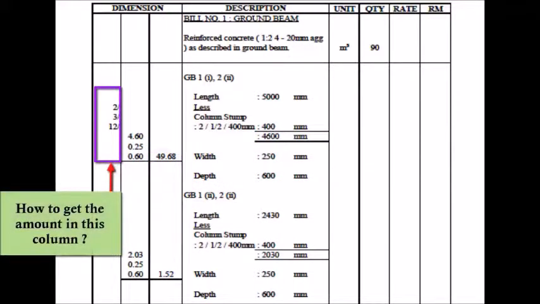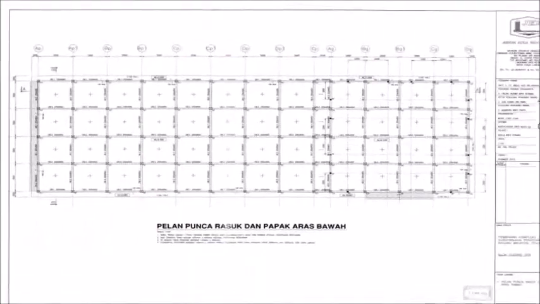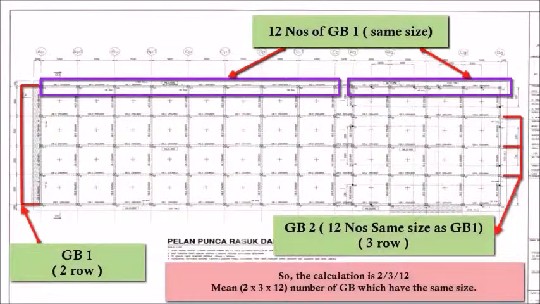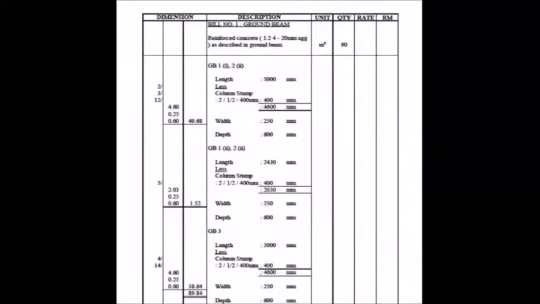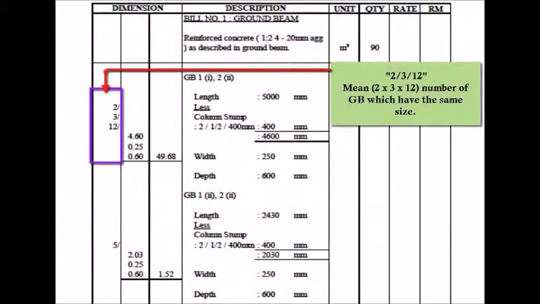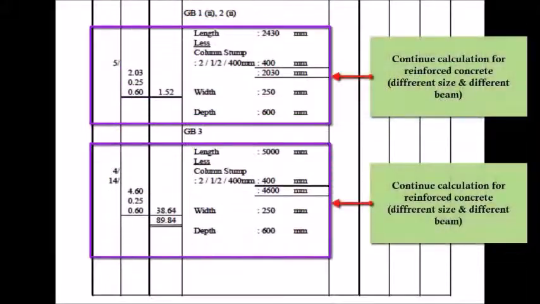Do you know how to get the number which is inserted in the first column? Come and let me show you. Look back to the ground floor key plan. The plan shows that the whole building has 2 rows of ground beam 1 and 3 rows of ground beam 2. Each row has 12 pieces of same-size ground beam. So, this is how the number in the first column is inserted. After that, continue the calculation for reinforced concrete as before described.